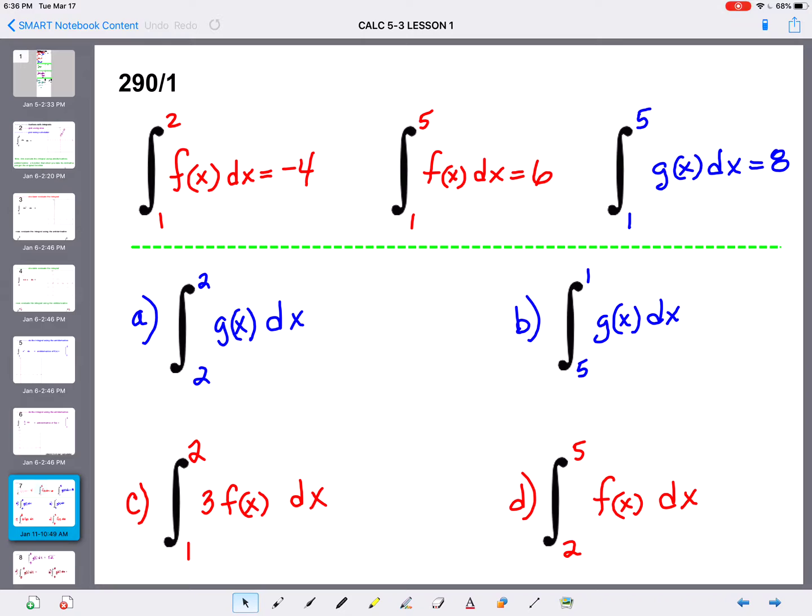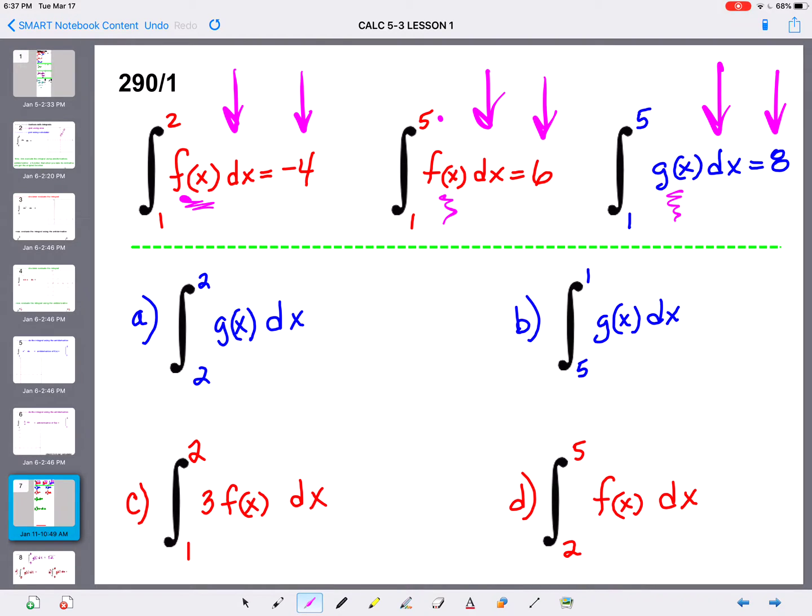Start with number 1. Notice at the top of the page, we've got 3 different pieces of information here. All of them are definite integrals. The first 2 happen to deal with the function f of x. The third one deals with the function g of x. Notice also the limits. The first one is from 1 to 2, the second one 1 to 5, and the third one is also 1 to 5. Remember, a definite integral represents area, so that's our area for the first definite integral. There's our area for the second definite integral and the third area.